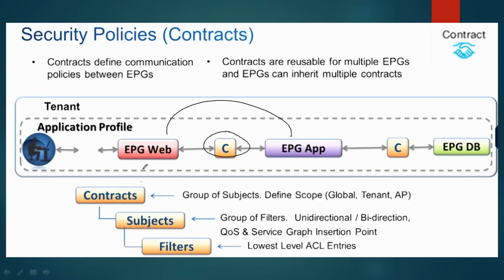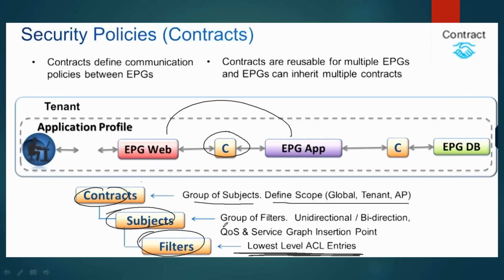You need a contract. In a contract, you need to define subjects and filters. Filters are nothing but the ACL entries. So here you can see a contract is a group of subjects, you define a scope: global, tenant, AP; a group of filters, unidirectional, bidirectional. That is the subject. Inside the subject you can define the ACL entries.